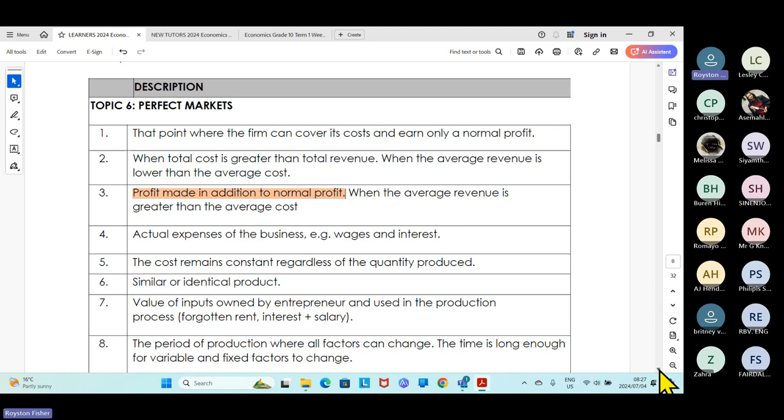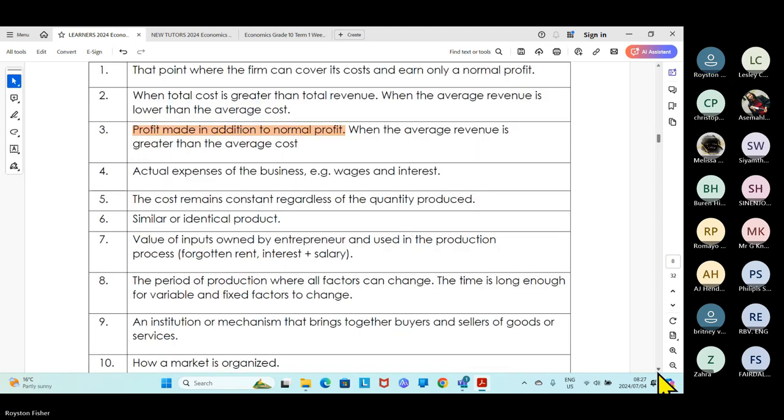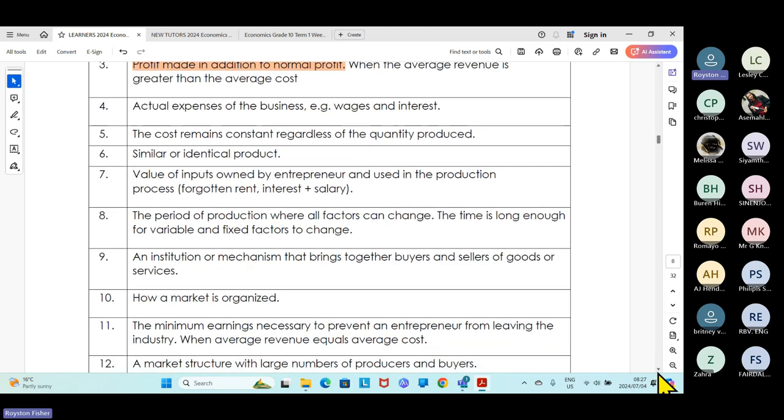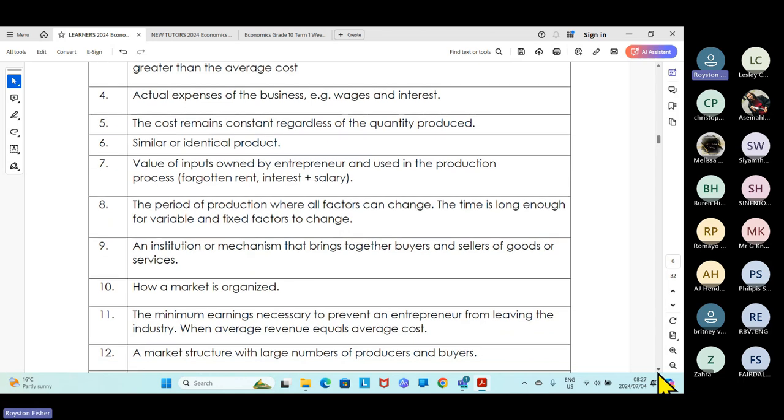Then moving on to number four, actual expenses of the business, for example, wages and interest. And St. Andrews said that is your explicit cost.